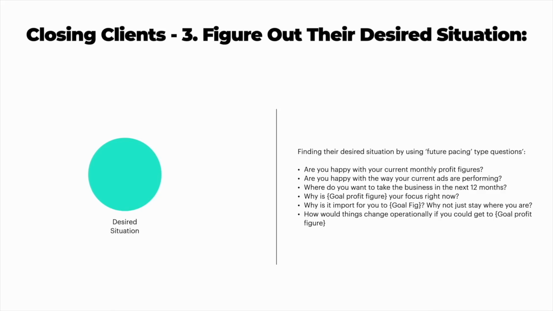Now, the desired situation is where they want to take their business, and you're going to find that out by using what you call future pacing type of questions. So for example, are you happy with your current monthly profit figures? They're going to say no, because we want to get into this sort of thing. You're going to also ask them, are you happy with the way your current ads are performing?